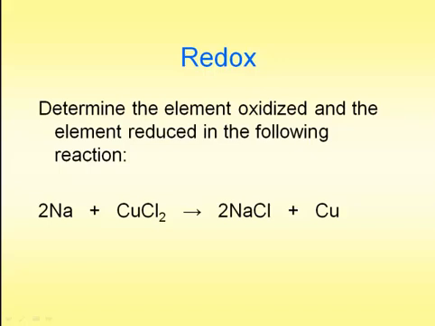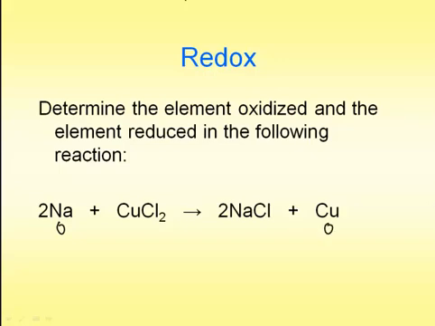To determine the element oxidized and the element reduced in a reaction, you have to assign oxidation numbers to every element. Remember to use the rules for assigning oxidation numbers in order. So first, give free elements an oxidation number of 0. Where in this example do we have free elements, elements that are not part of a compound? That would be Na on the reactant side and Cu on the product side. So both of those have oxidation numbers of 0.